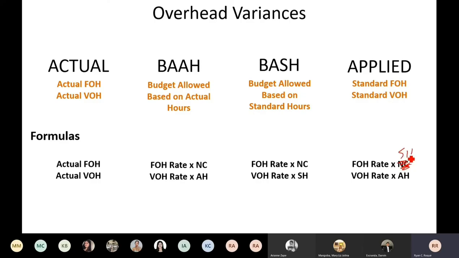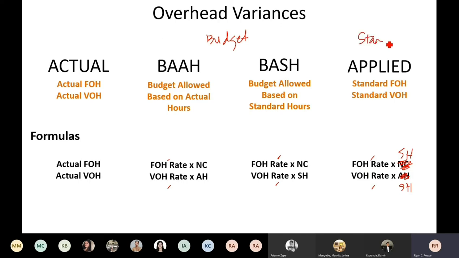Lahat ay gumagamit ng rate. Ito po ay standard hours. Lahat ay gumagamit ng rate: FOH rate, FOH rate, FOH rate, VOH rate, VOH rate. So pare-parehas po na may rate na ginagamit, gumagamit ng standard rate ng BAA, BASH, and applied. If you remember kanina, kasi ito ay budget.